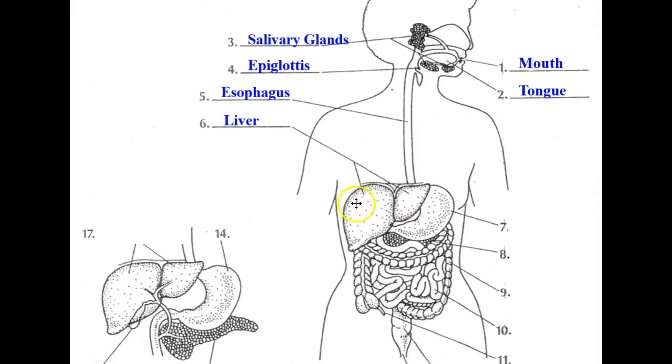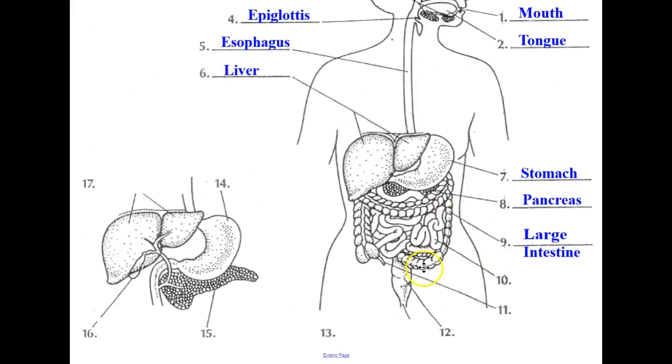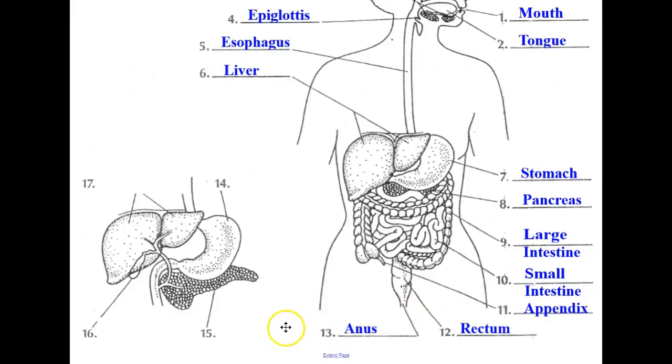And then we have the liver here, the stomach, the pancreas, kind of hidden behind the stomach right here, the large intestine is on the outside, the small intestine, which is connected to the stomach. It's in between the stomach and the large intestine. The appendix, which is a vestigial structure, has no function for us. The rectum, the anus, of which, of course, excretion takes place.